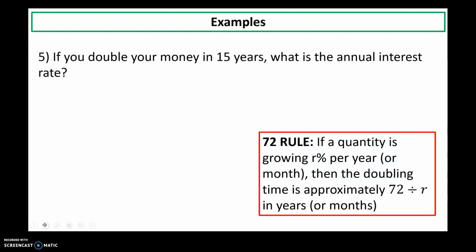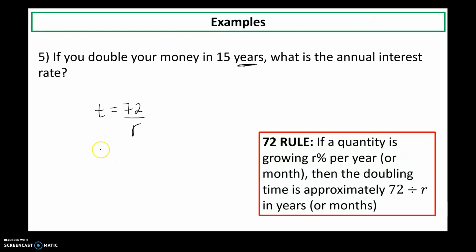Okay, if you double your money in 15 years, what would your annual interest rate be? So this rule of 72: if a quantity is growing R% per year, then the doubling time is approximately 72 divided by R, either in years or months. So we're dealing with years here. So the time it takes to double, using the rule of 72, is 72 divided by R.